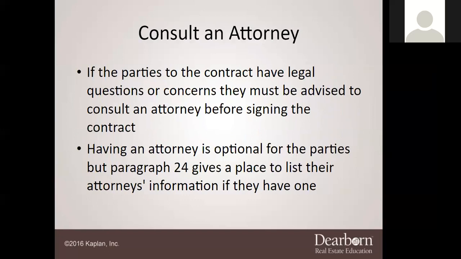This is the biggest one here, consulting an attorney. If the parties to the contract have legal questions or concerns, they must be advised to consult an attorney before signing the contract. It's already in there, it's in the paragraph, okay? Having an attorney is optional for the parties, but paragraph 24 gives a place to list their attorney's information if they have one. If they have one, we got a spot for them, okay?